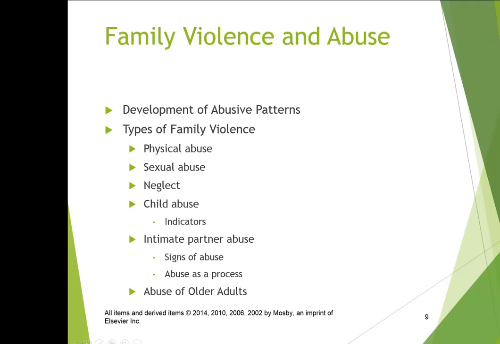Family violence and abuse results from the development of abusive patterns, and this is a pattern, and that's what has to be broken, the pattern that is continuing. So it can be physical abuse, sexual abuse, neglect, child abuse, intimate partner abuse, and or abuse of older adults. So some questions that we might ask in the community to someone who might be a victim of domestic violence or intimate partner violence are: Is someone hurting you? You seem frightened of your partner. Has he hurt you? Did someone you know do this to you? This is something to ask if you see bruises or see some signs.